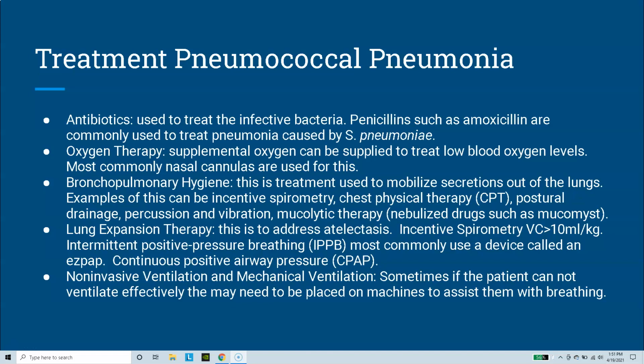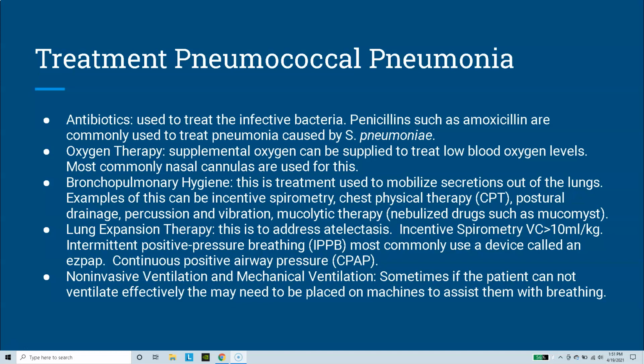Bronchopulmonary hygiene is another treatment used to mobilize secretions out of the lungs. Examples of this can be an incentive spirometer. Most of you are probably familiar with this. They give this to a lot of patients after surgery. It's a device where you take in a slow, deep breath. It helps expand the lungs and helps recruit the alveoli.